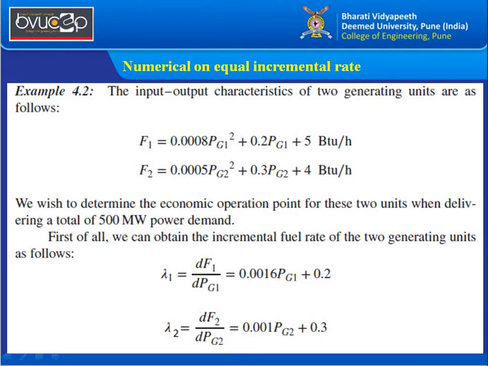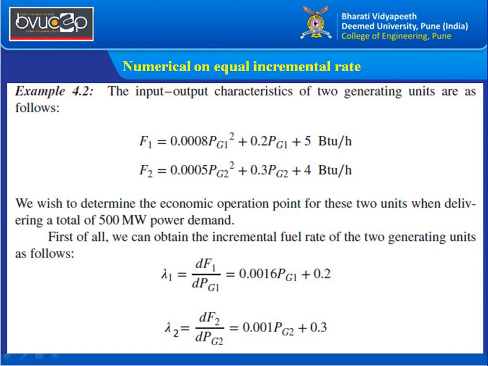So one generator has the function 0.0008 Pg1 square plus 0.2 Pg1 plus 5 British thermal unit per hour. Here we have considered BTU; the units can be changed. Similarly, for the second generator, we have taken 0.0005 Pg2 square plus 0.3 Pg2 plus 4 BTU per hour.